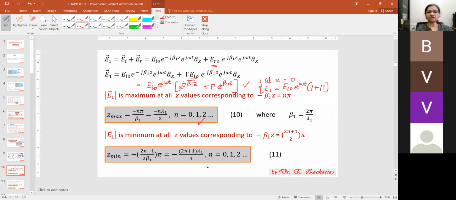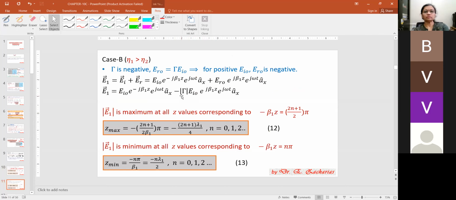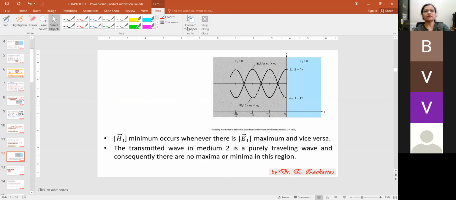Similarly, the minimum electric field is given by this. Now using both of these, you can actually plot, and when you plot, this is the plot you will get. You will find that at Z equal to 0, the electric field is a maximum. Do you remember I wrote EI naught into 1 plus gamma? So that's why it's coming. Okay, next.